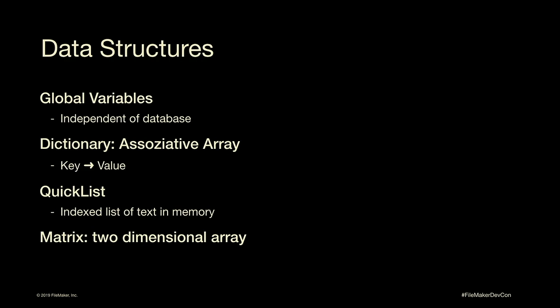We also have the dictionary, which provides an associative array, where you can store values based on a key. And the lookup is usually faster than a database query, because it's all kept indexed in memory. Our quick list is also a way to keep a list of values indexed in memory. And if you ever have to work with lists with several thousand entries, you will see a big speed improvement if you use the quick list functions. With Matrix, we recently got a two-dimensional array, so you can store values in, well, 2 dimensions, and we also preserve the data type.